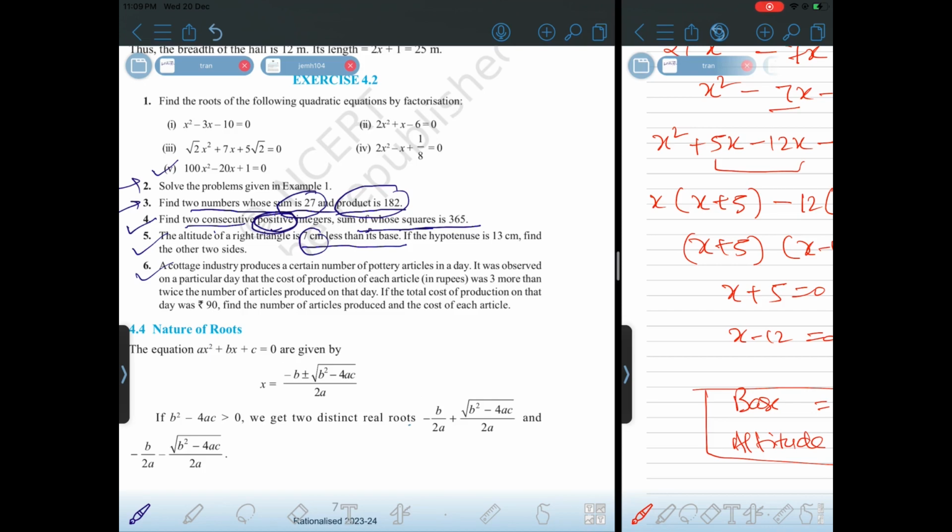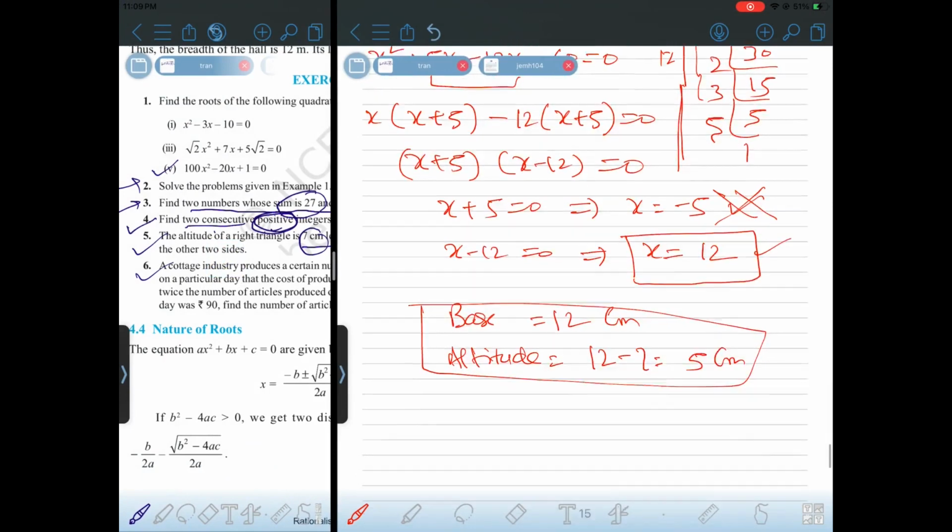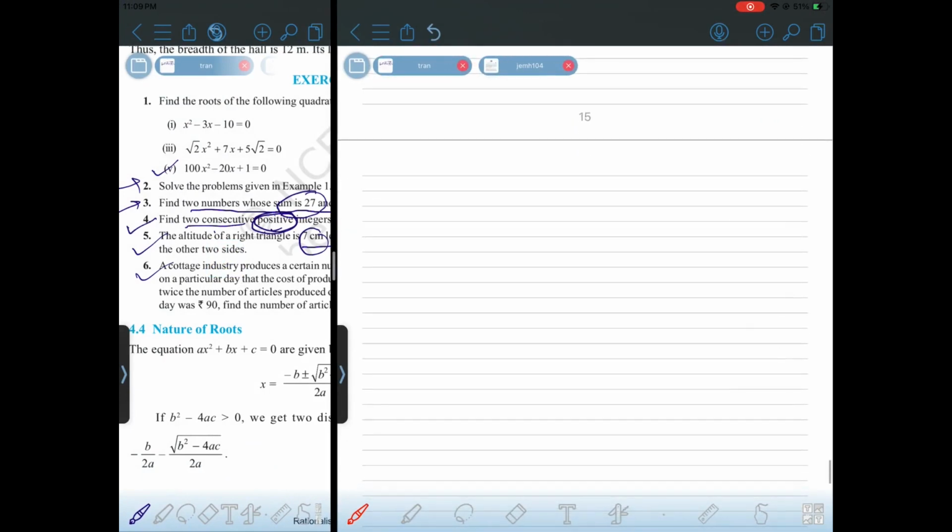Right? So what we'll do, we'll first assume how many articles were produced on that day. So for question number six, suppose that we assume x articles were produced per day. I'm just writing it very short; you can write it in full.